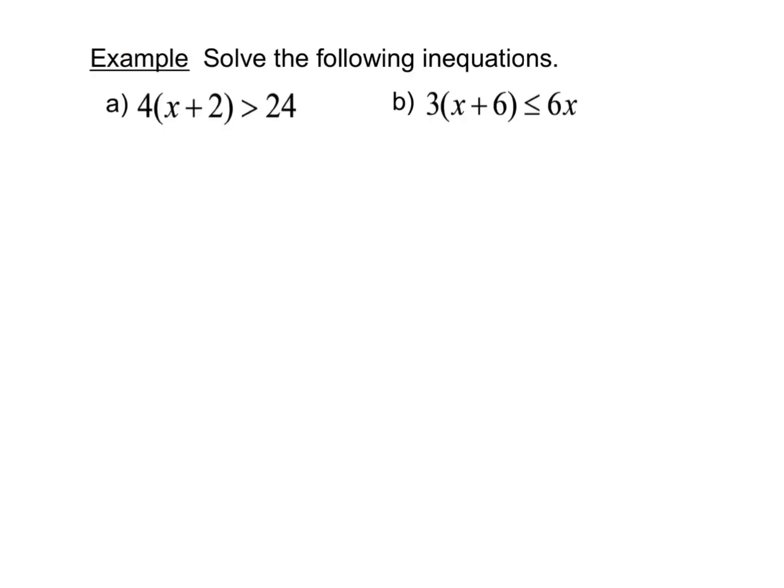So in these two questions, we're going to work through them, and we're going to look out for that idea of flipping an inequality. Remember, we only do that if we are dividing or multiplying by a negative number, not just if there's a negative number involved somewhere. So let's start off with the first question. We will multiply out the brackets. So that's going to give us 4x plus 8 is greater than 24. We can then just solve like a normal equation.